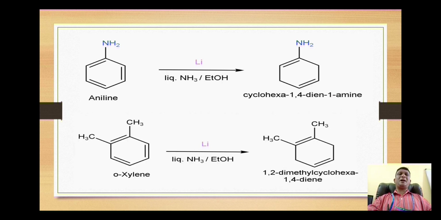Let's look at the next example. When orthoxylene undergoes the Birch reduction, these two methyl groups are the strong electron releasing groups. So the reduction takes place at this carbon and at this carbon, which are at 1 and 4 position to each other. So ultimately these two double bonds will be broken down and new double bond will be formed at this position, and this will give the formation of this 1,2-dimethyl cyclohexa 1,4 diene compound.